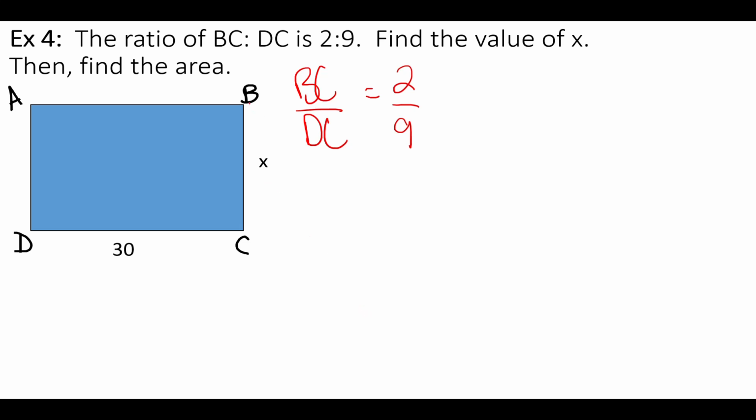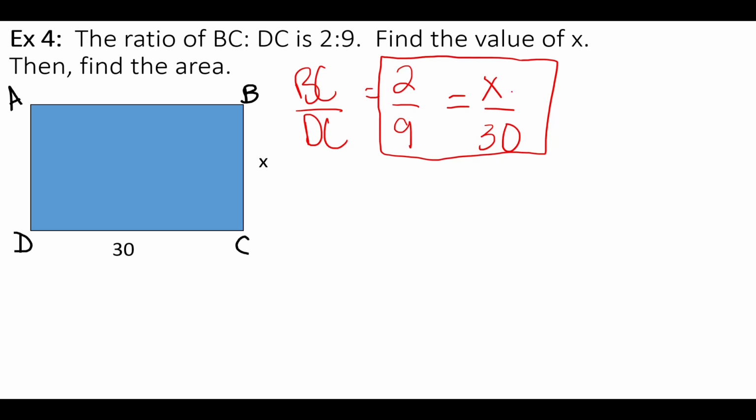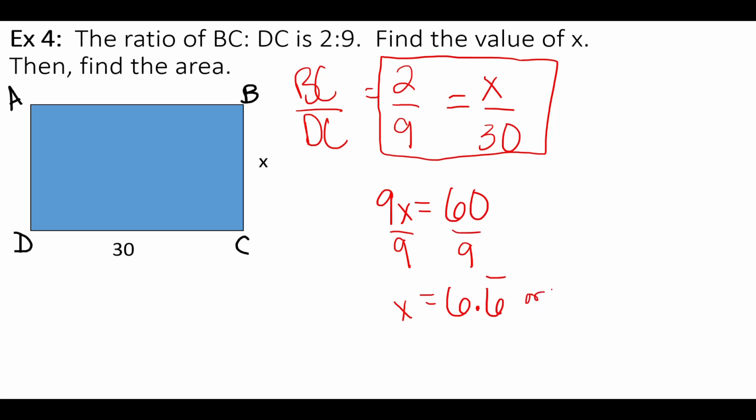In the picture, they have that BC is also represented by that variable x, and DC is represented by the length of 30. So if we just look at this part of the equation that we have, now we can cross multiply and solve. We have a fraction equal to another fraction, and we can solve for x. So 9 times x is 9x. 2 times 30 is 60 when we cross multiply like that. Divide by 9 on both sides. X is equal to 6.6 repeating. Or if you just want to simplify the fraction, it would be 20 over 3.